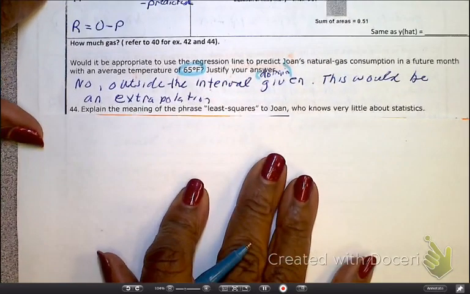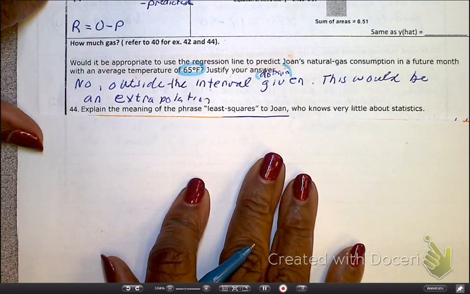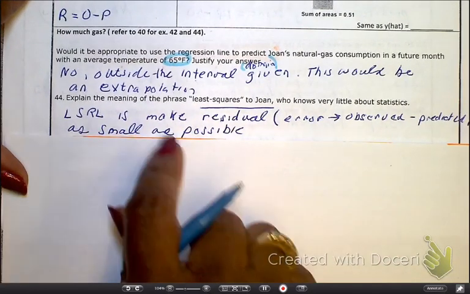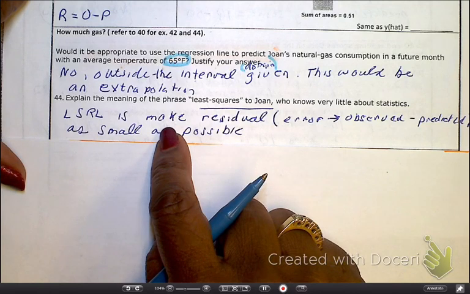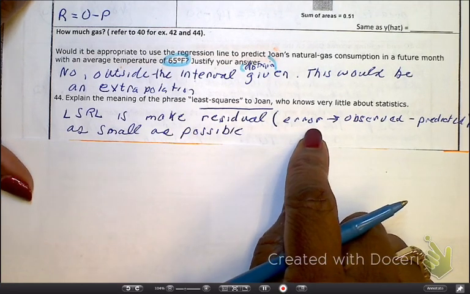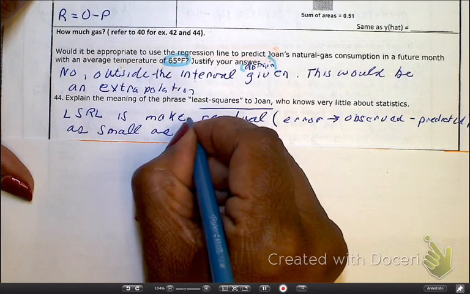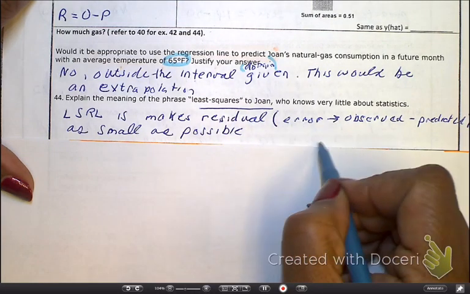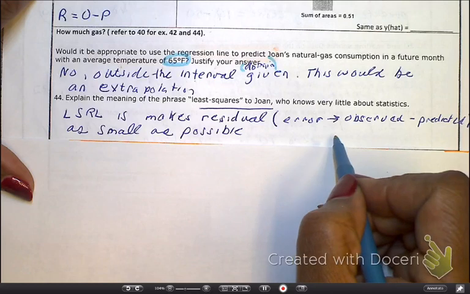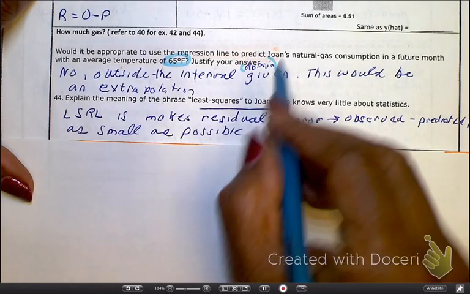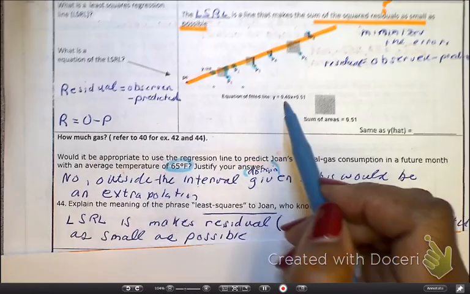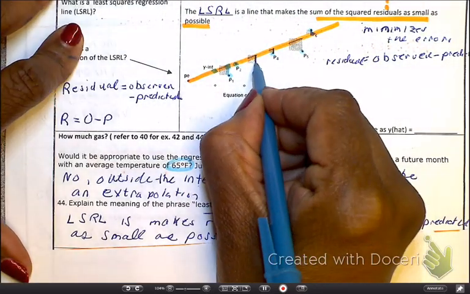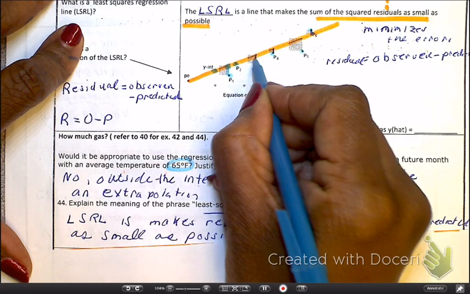The next thing I wanted to talk about, and the last thing, is explain the phrase least squares to a person that doesn't know statistics. Well, the least square regression line is basically you are looking for your errors. So the least square regression line makes residuals. So here, simply stated, the purpose of the least square is to find out what the errors are, and we want them to be the smallest possible errors. The closer those points are, the smaller the squares are, and the smaller the squares are, the closer these observed values are to that of the predicted. So that means that predicted line is a better line.